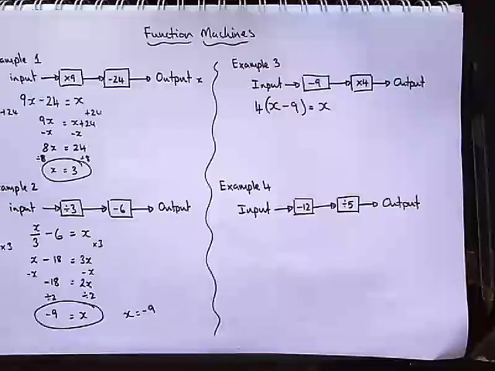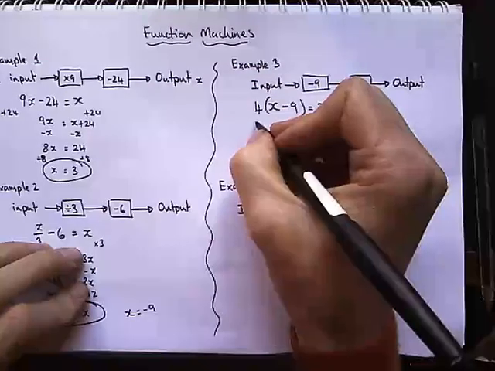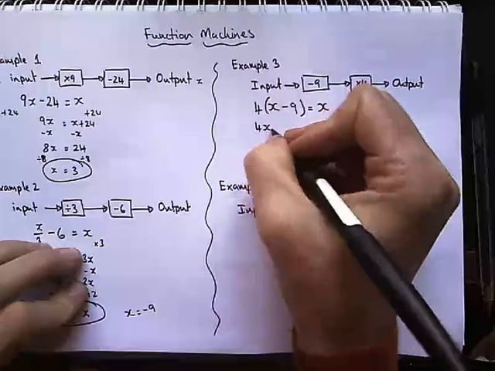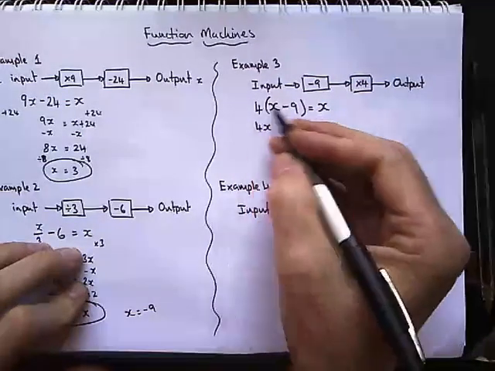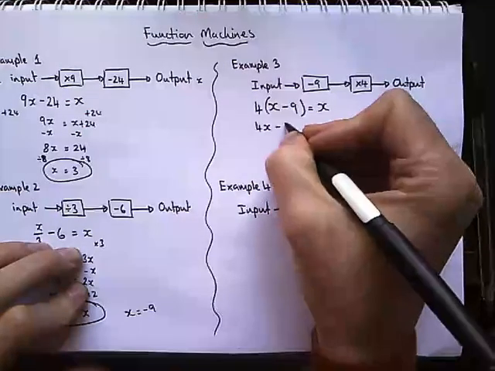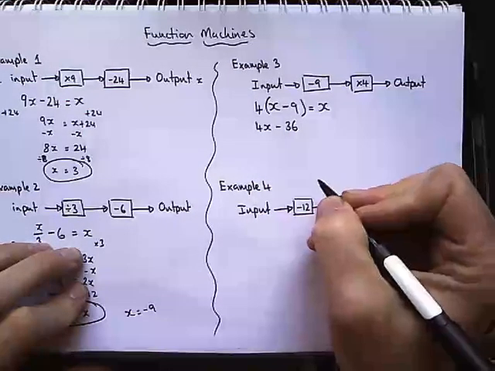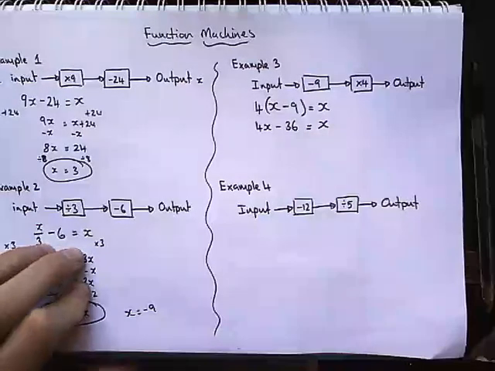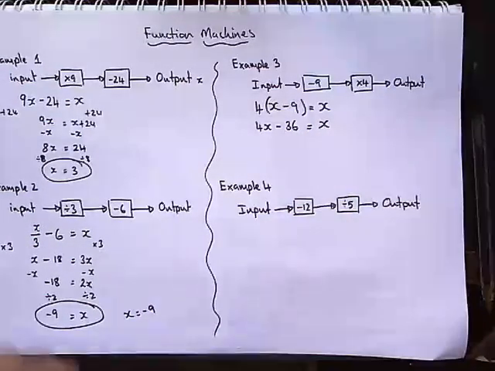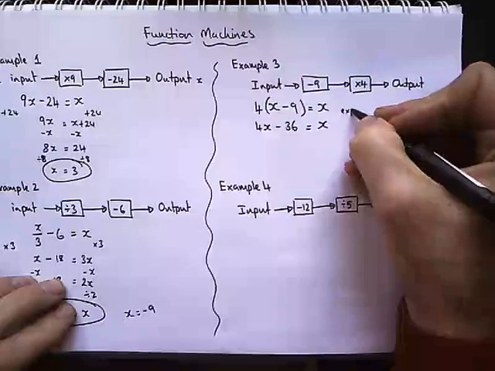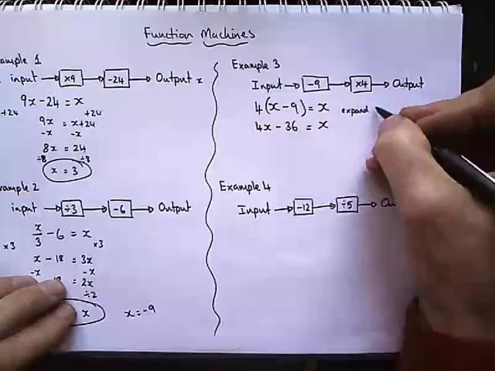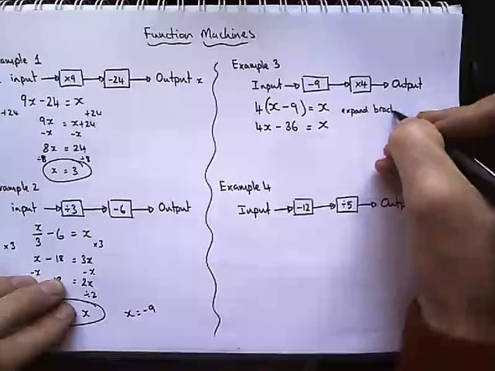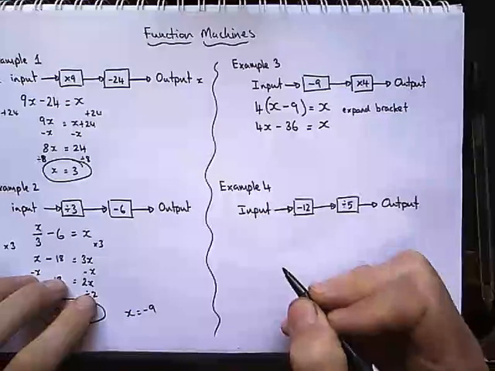Now I've got my equation and I can solve it. The first step here would be to expand the brackets. So I've got 4 lots of x, 4 times x is 4x, and 4 times minus 9 is minus 36. I haven't done anything to the right hand side, so it's still x. So I expanded the bracket. Right, now I can try and solve this.